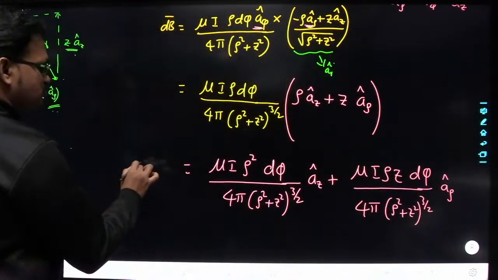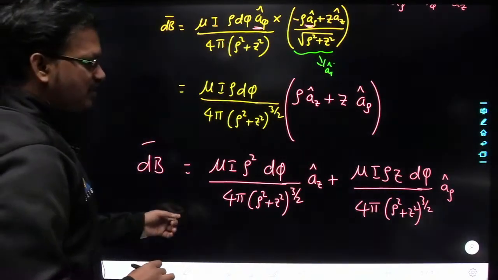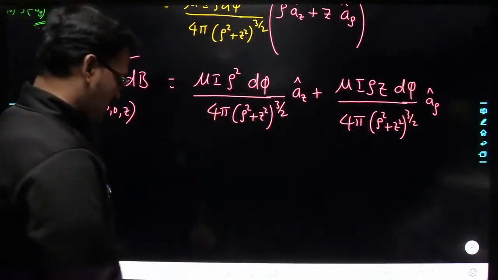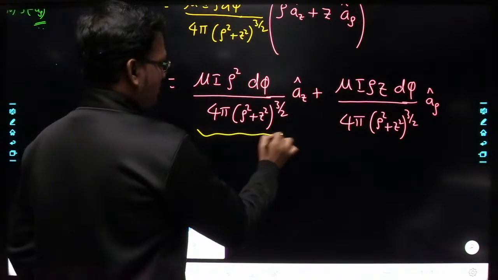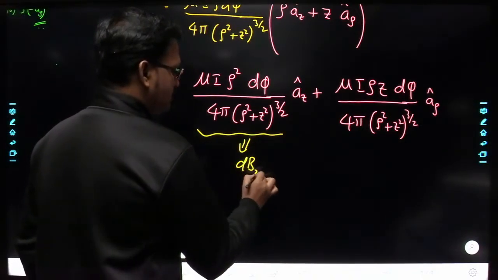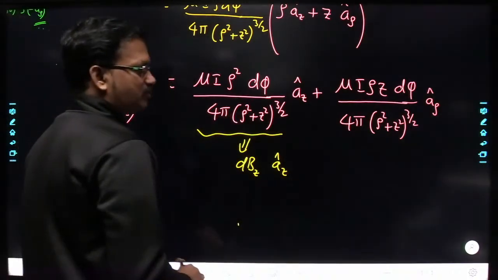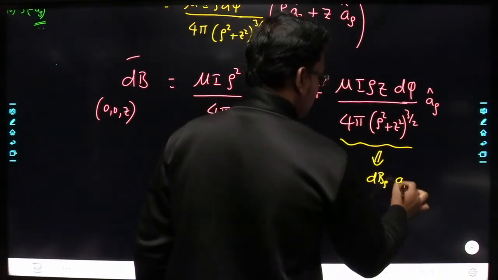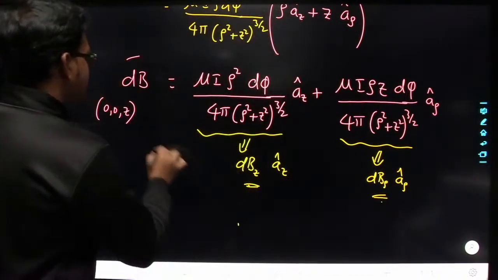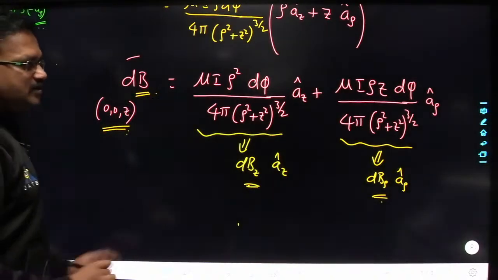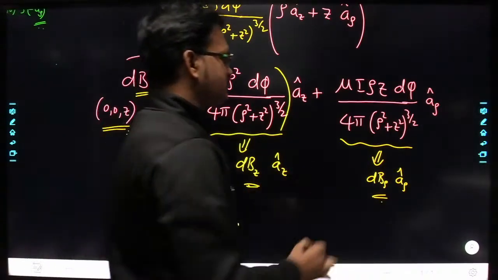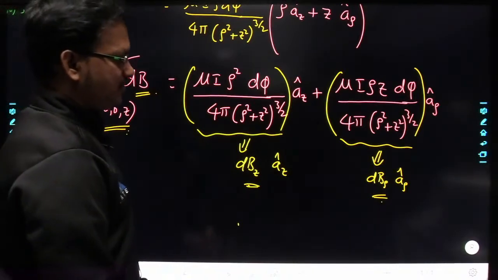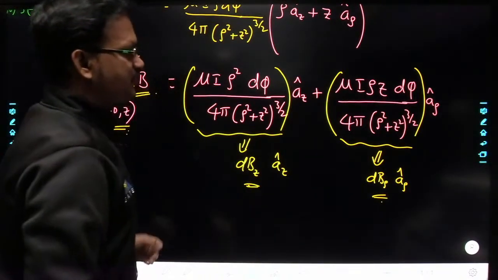So that means this small differential B field at the point 0 comma 0 comma z has which components here? It has a z component, yes or no? So this is dB_z. And it also has a rho component, so I am writing this as dB_rho a_rho cap. Understood? So this small differential B field at 0 comma 0 comma z has a z component as well as a rho component, right? Okay, yeah. So see here.